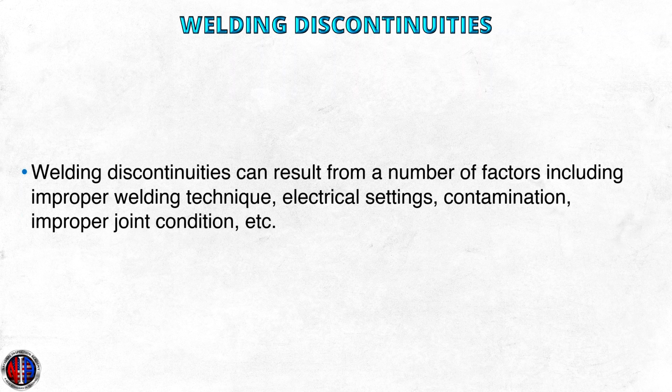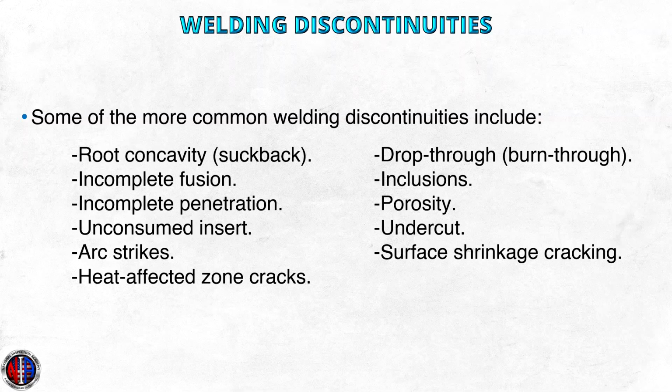Welding discontinuities. Welding discontinuities can result from a number of factors including improper welding technique, electrical settings, contamination, improper joint condition, etc. Some of the more common welding discontinuities include root concavity, also known as suckback, incomplete fusion, incomplete penetration, unconsumed inserts, arc strikes, heat-affected zone cracks, drop-through, also known as burn-through, inclusions, porosity, undercut, and surface shrinkage cracking.